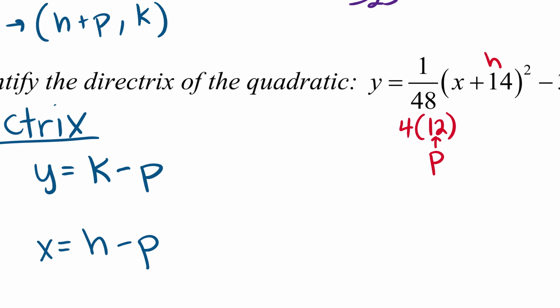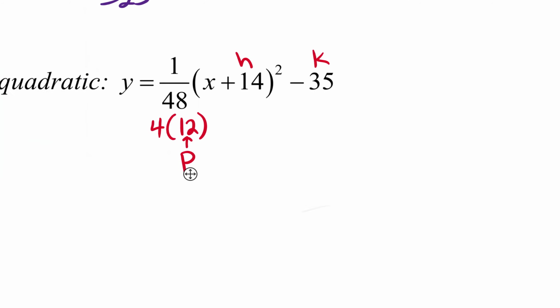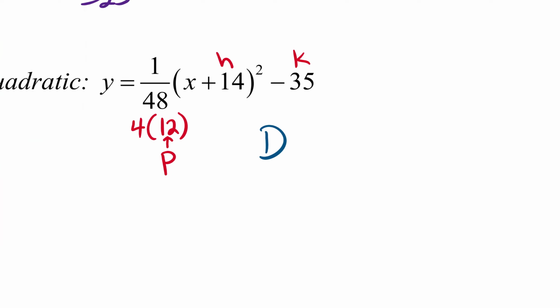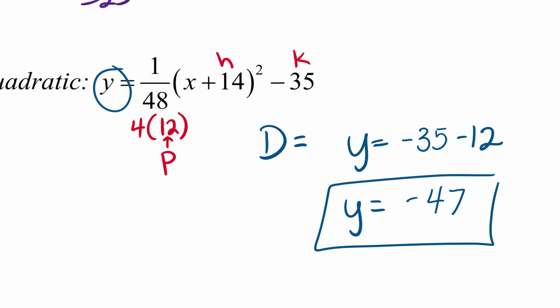Now, I only need k on this one, so that's actually even easier. So k minus p, so my directrix is y equals, because I have a y equals, k, which is negative 35, and then minus 12. Okay? So now, y equals, that would be negative 47. And that's it. And I'm done.